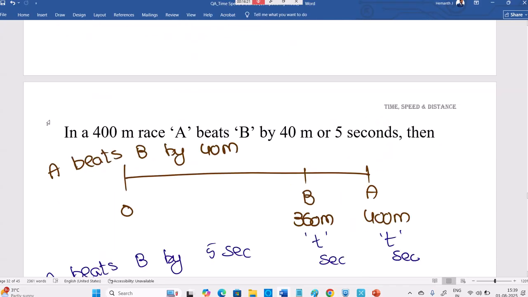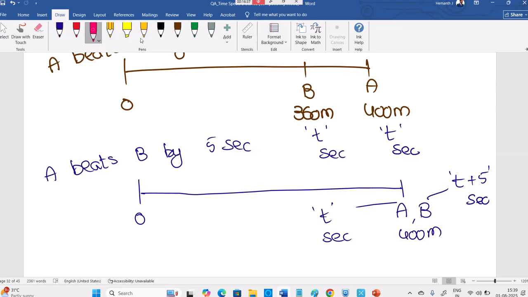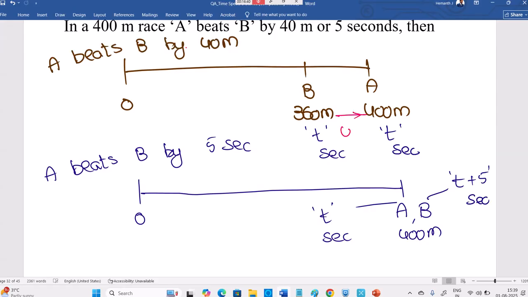40 meters in... Yeah, here A takes T seconds, sir, because A already reached. B takes T plus 5 seconds. Now you have to understand B travels that 40 meters gap in these 5 seconds. This 40 meters gap is there. That's the time taken by B only, right?